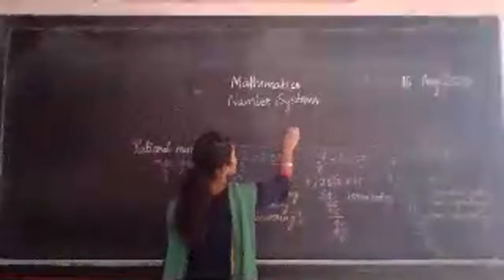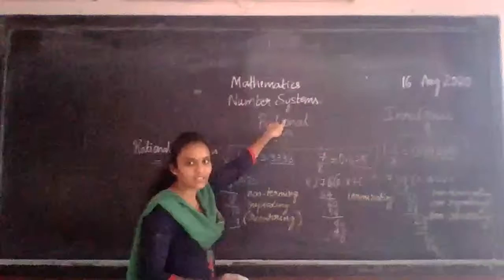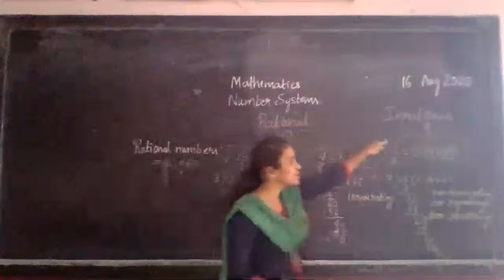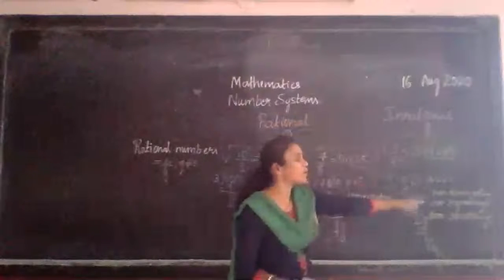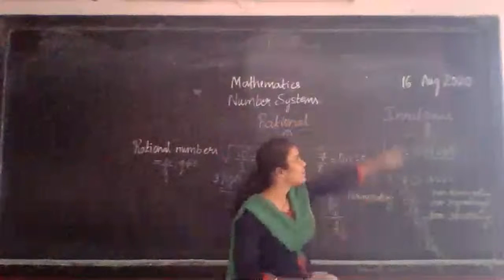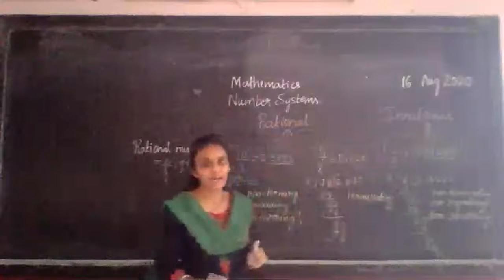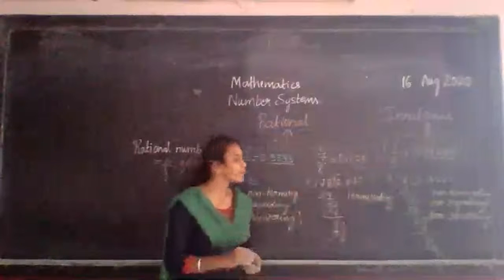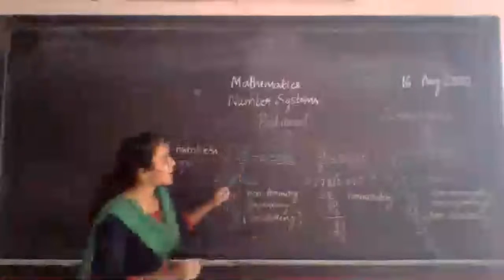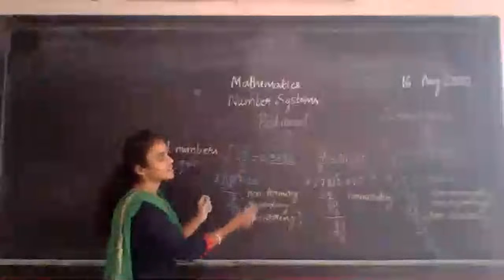This belongs to rational. Okay. The concept: numbers whose fraction value is both non-terminating and non-repeating will belong to irrational numbers. So this is how we classify rational and irrational.